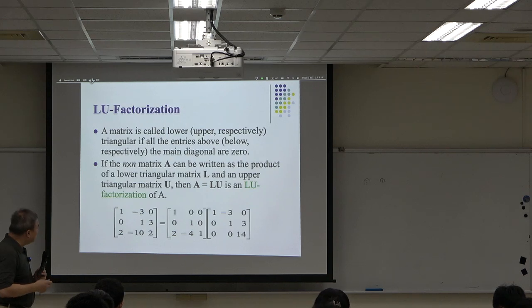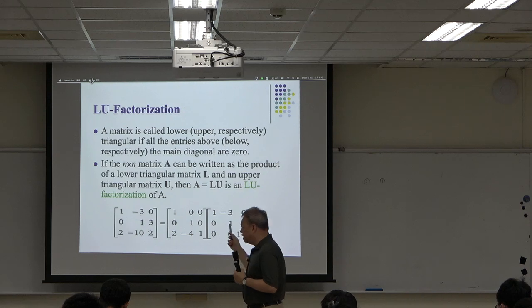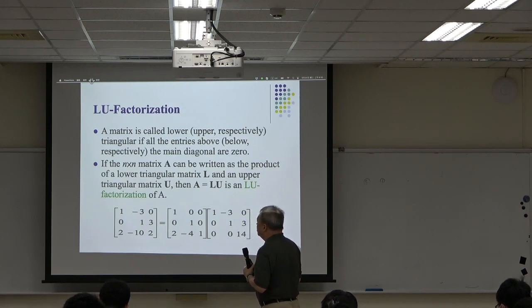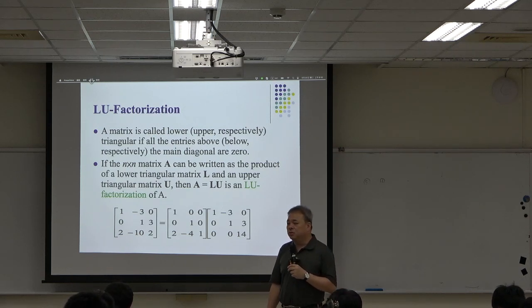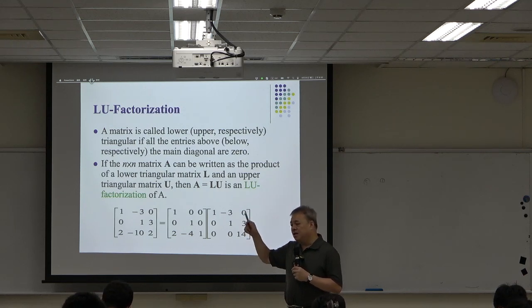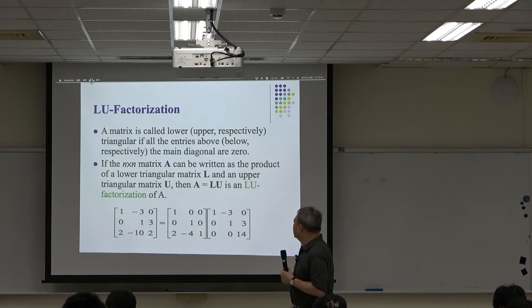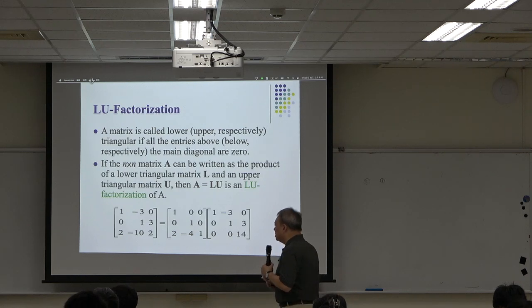So if A can be written as a lower triangular matrix multiplied by an upper triangular matrix, we call that the LU factorization or LU decomposition of A. So A can be written as LU, where L represents a lower triangular matrix and U represents an upper triangular matrix. We call this the LU factorization or LU decomposition of A. Here we have an example.